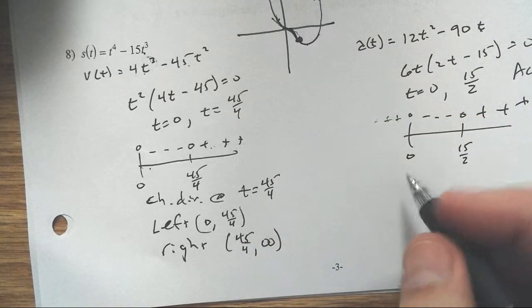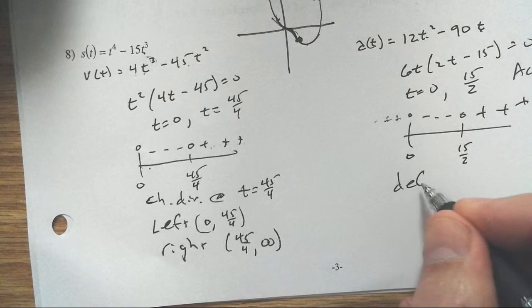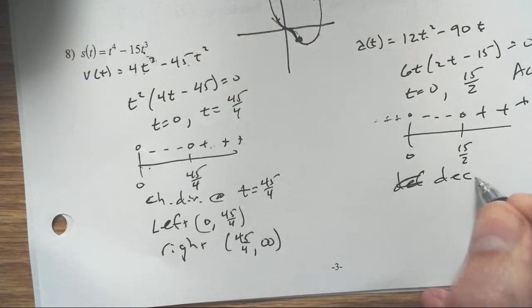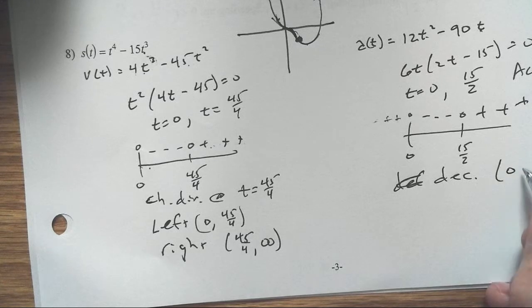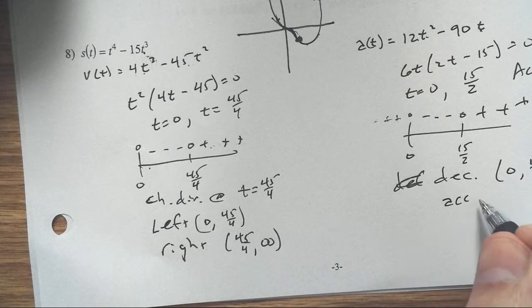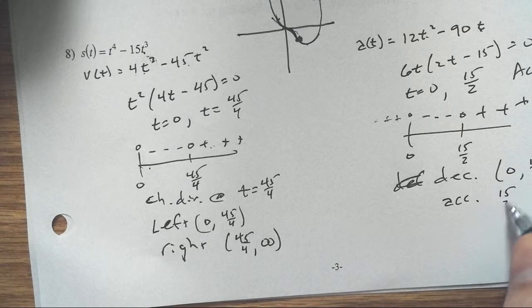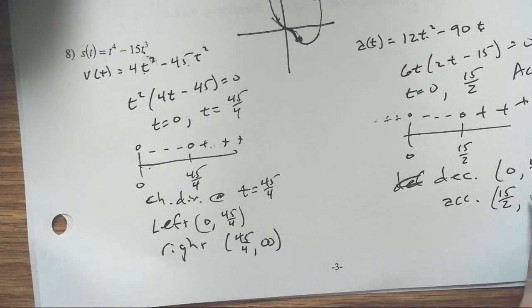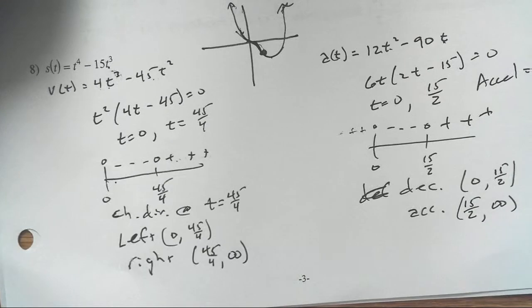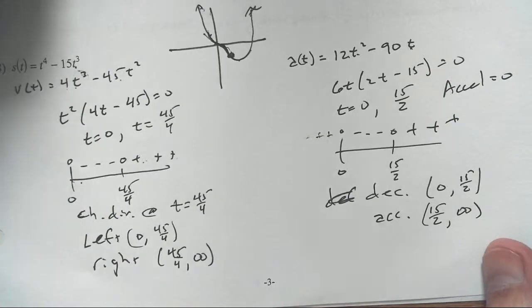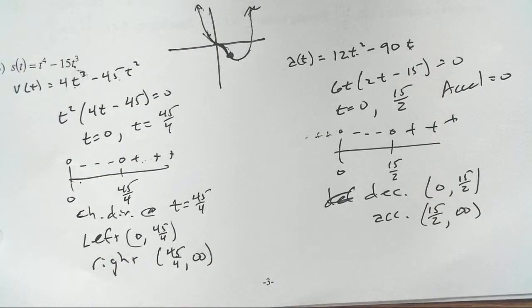So we are in deceleration from 0 to 15 halves, and we are accelerating on the other side of that inflection point, 15 halves forevermore. Once again, out of vision here a little bit.